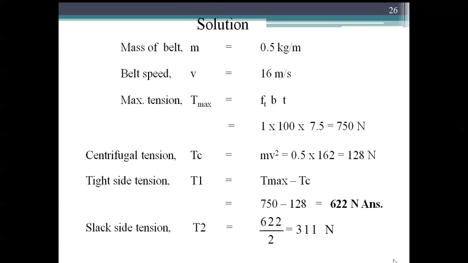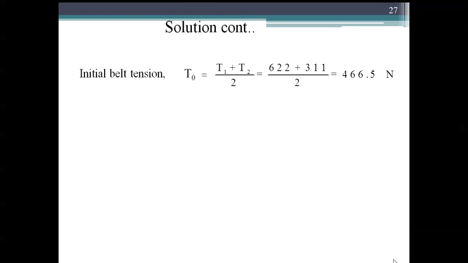T2 is the slack side tension. The belt tension ratio is given as 2. From that, T2 is equal to 622 by 2, that is 311 newtons, the slack side tension. Initial belt tension T0 is equal to (T1 plus T2) by 2. So that is (622 plus 311) by 2, equal to 466.5 newtons.